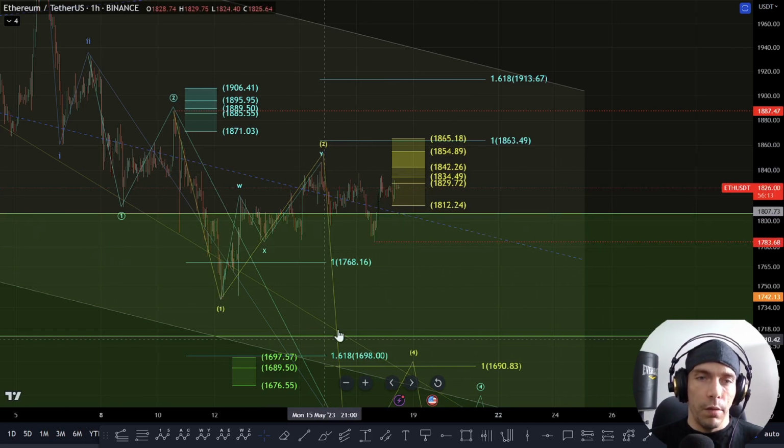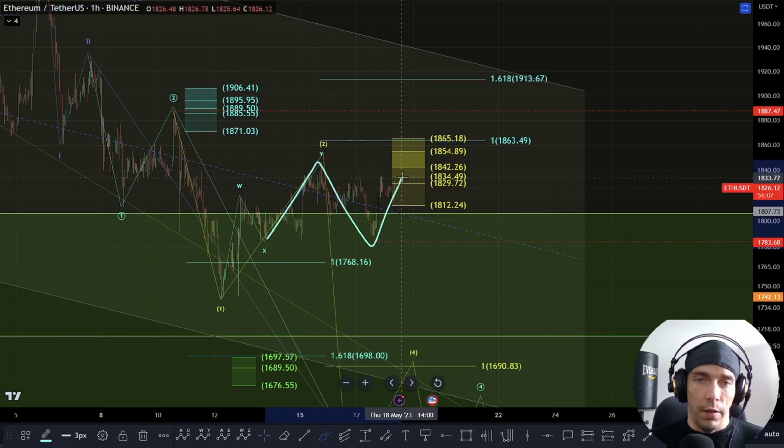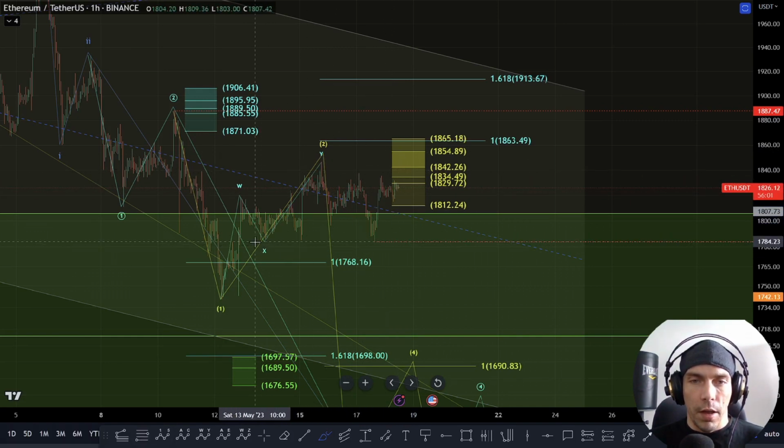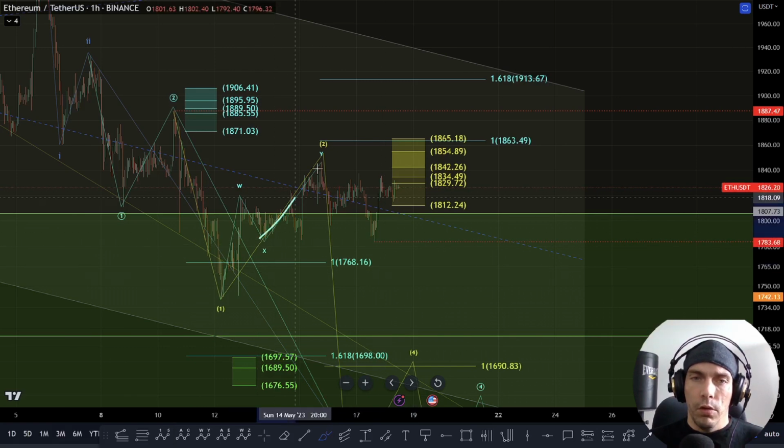Now there's a couple of ways we can potentially look to read this move. This Y wave here could also be something like this, A, B, and C, in which case we would be looking to complete this as a flat correction. Because we've actually come back down lower than this low here, what we could be saying is that we could see an expanding flat.